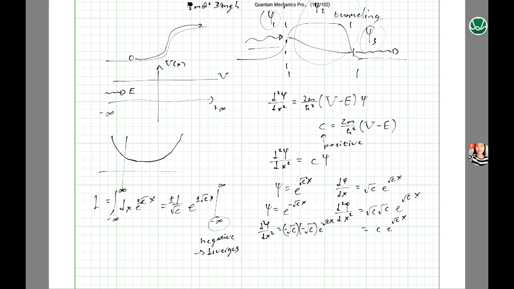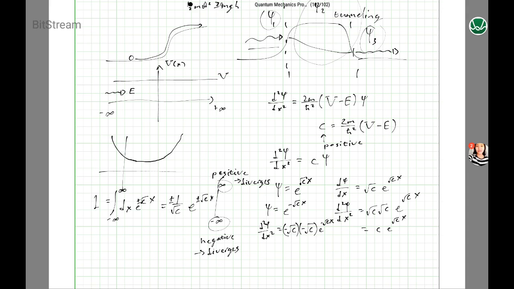I get e to the positive infinity, and e blows up. So for my exponential decay, I have a diverging factor when I go to negative infinity. For my positive, I have a divergence at positive infinity. So this is not normalizable over all space. That's kind of the thing there.